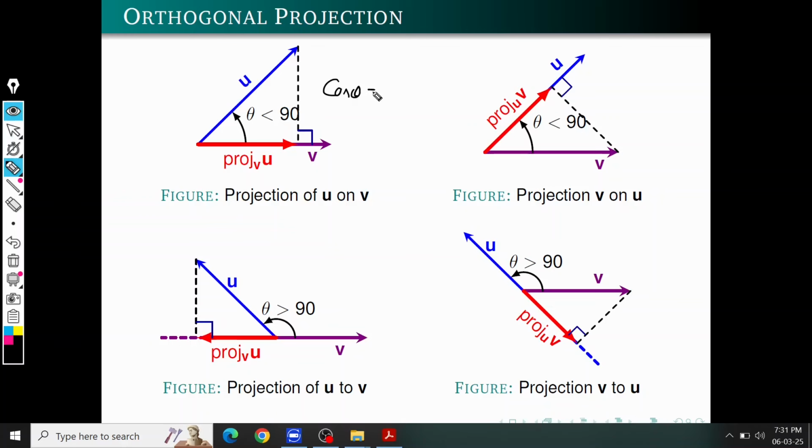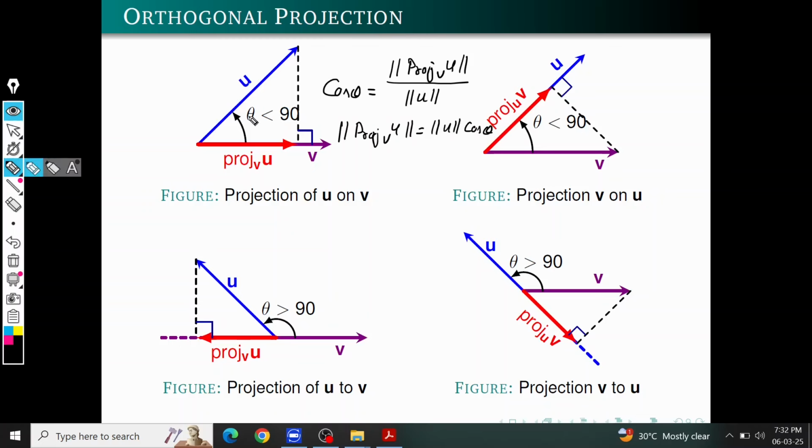Cos theta is equal to adjacent side by hypotenuse, that is, the adjacent side is the length of the vector projection of u on v. So let me write: the norm, or length, of the vector projection of u on v is the norm of projection of u on v divided by the norm of the hypotenuse, that is the vector u. Okay. So the norm of projection of u on v, that is the length of projection of u on v, is given by norm u into cos theta.